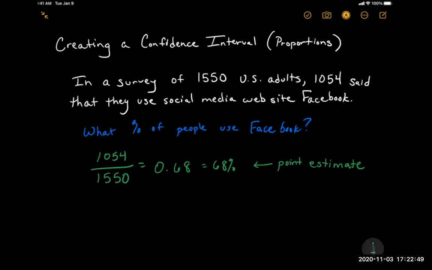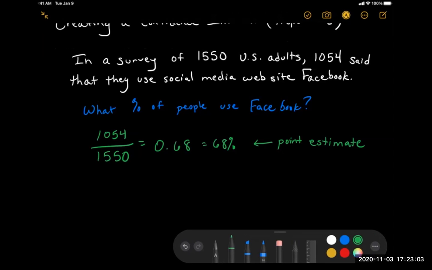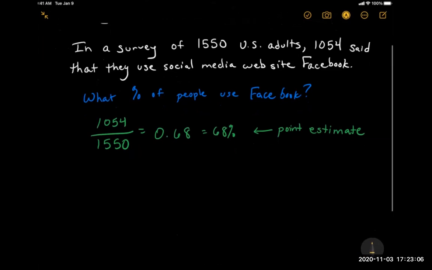A point estimate is the percentage of people from the group that I surveyed who, I shouldn't say think, who said yes to the question that I asked them. I asked them, hey, do you use Facebook? 68% said yes. So the symbol that we use for a point estimate is P with a little arrow on top. Have you seen that symbol before? The way that you say this out loud is P hat.